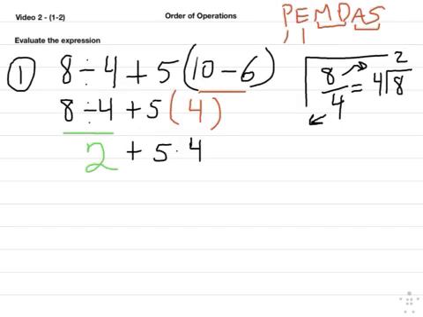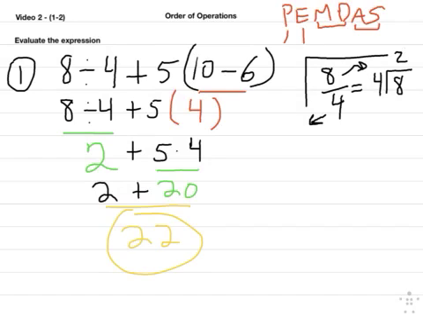So let's do our multiplication. We'll do that in green. Here's another multiplication. So 5 times 4 is 20. And then, don't forget to bring down what you already had before, 2 plus that. So that is 2 plus 20. Now we can do addition. That's the last thing we'll do, and let's do that in yellow. Alright, 2 plus 20, that's just 22. And we're done. We evaluated the expression. Let's go to the next problem.